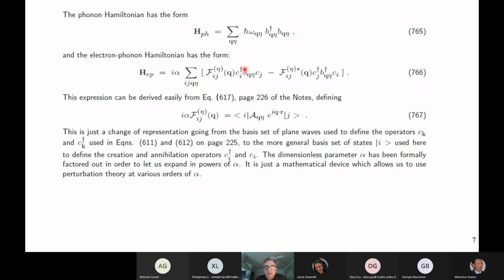These are the creation and annihilation operators of phonon. So this is a phonon emission process. This is a phonon absorption process because we destroy a phonon.